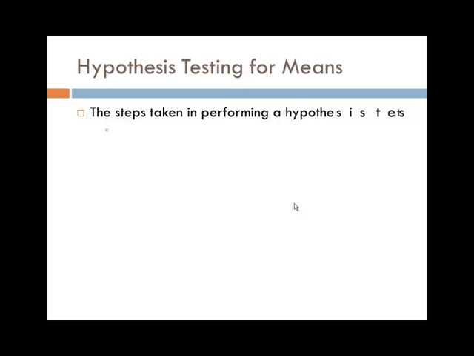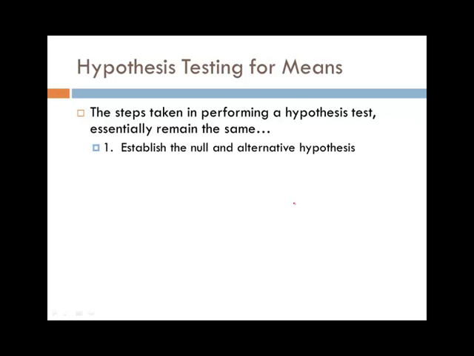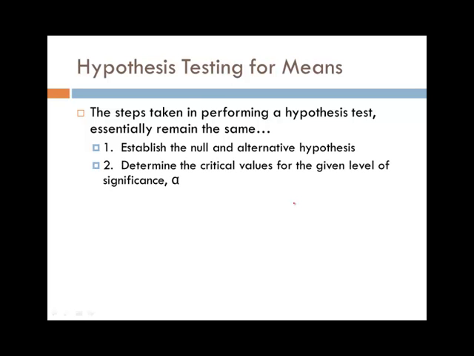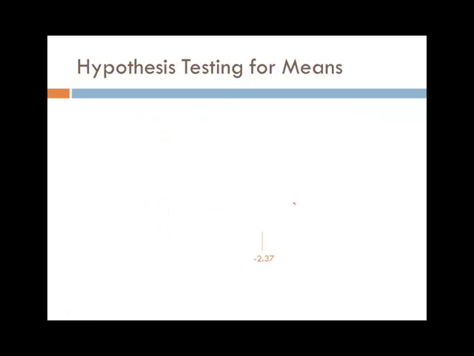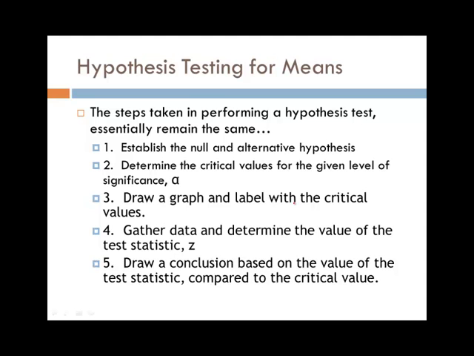The steps taken in performing a hypothesis test are the same as we did before. Establish the null and alternative, determine the critical values for the given level of significance, and draw a graph and label with the critical values. Gather data and determine the value of the test statistic, and draw a conclusion based on the value of that test statistic, or use the p-value method.